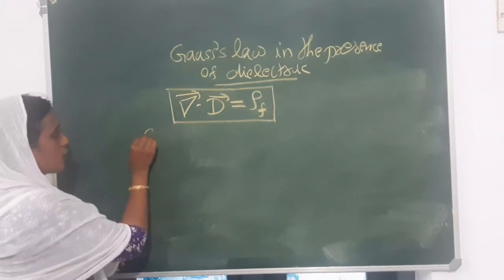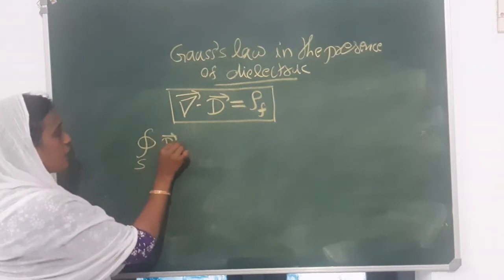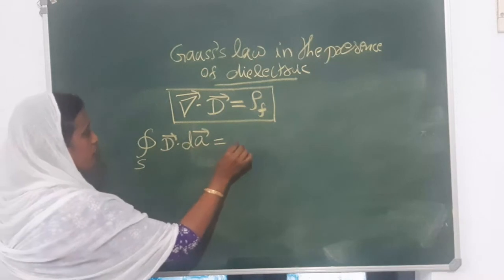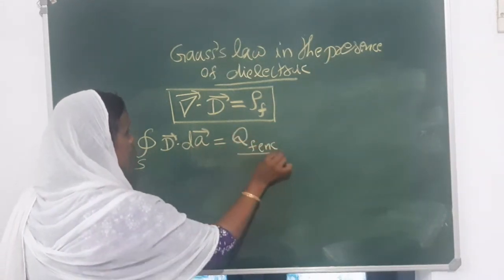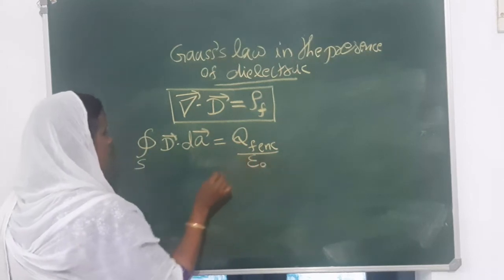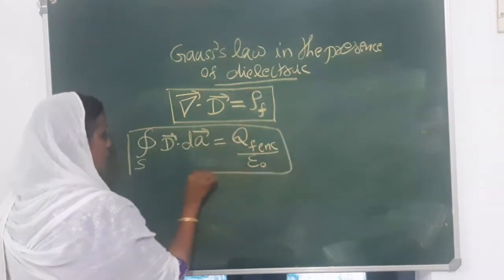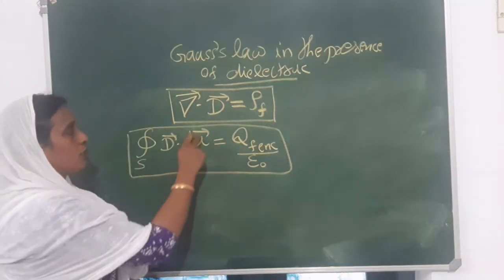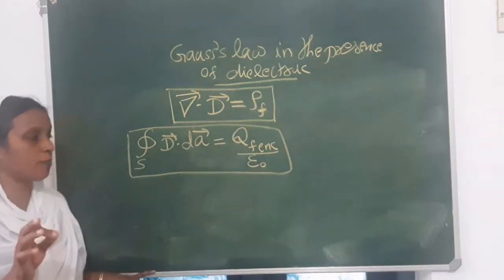integral form. So the closed surface integral of D dot dA is equal to Q free enclosed, not by epsilon 0. This is the integral form of Gauss law in dielectric. Okay, this is the integral form, this is the differential form. In all these things, we have to remember this thing.